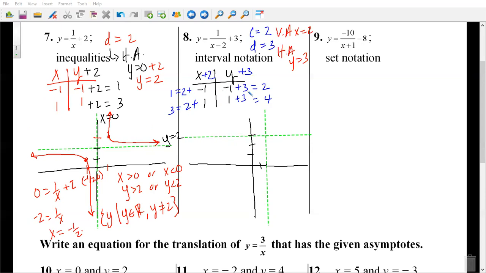And I'm roughly at 1, 2. So if I go to 1, go up to 2. And I'm here at 3, 4. So I'm going to go over to 3, go up to 4. And here's my sketchy sketch.